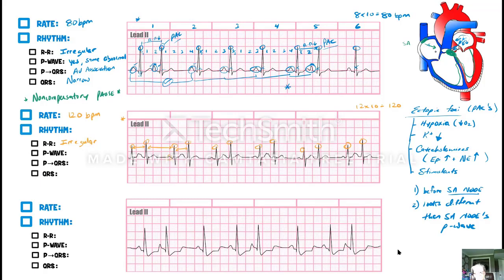Here's a P wave here. I can definitely see that one. That one's clear. Here's another very clear P wave, another very clear P wave, and another very clear P wave.